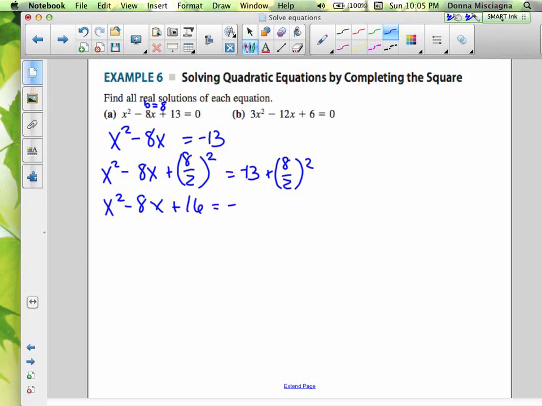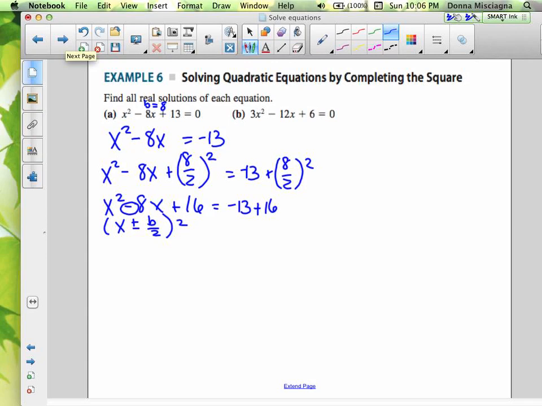On the other side we have negative 13 plus 16. Now this will always factor, and I'm going to write how it's going to factor. It's always going to factor to be x plus or minus whatever the sign here of b is, b divided by 2, squared. There's going to be 2 of them because it's a perfect square, and it's always going to be b divided by 2.